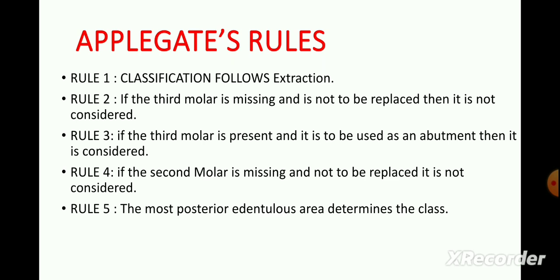Rule number 1 says classification follows extraction. Rule number 2, if the third molar is missing and is not to be replaced, then it is not considered. Rule number 3, if the third molar is present and it is to be used as an abutment, then it is considered. Rule number 4, if the second molar is missing and not to be replaced, it is not considered. Rule number 5, the most posterior edentulous area determines the class.